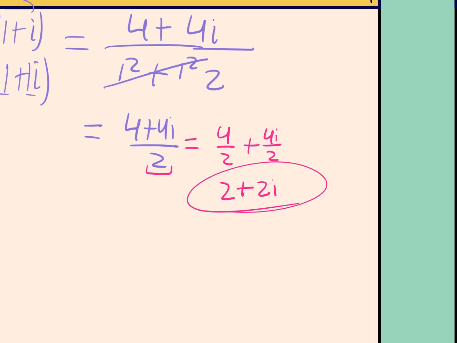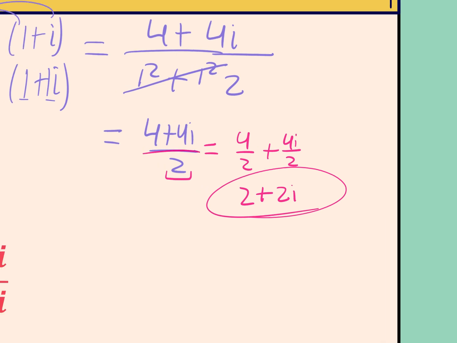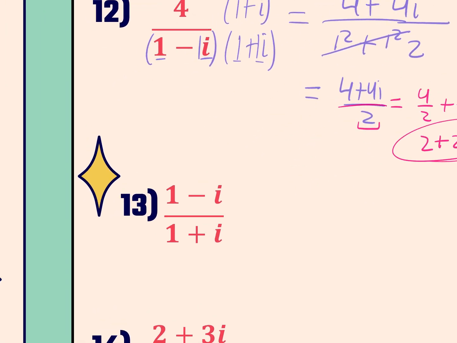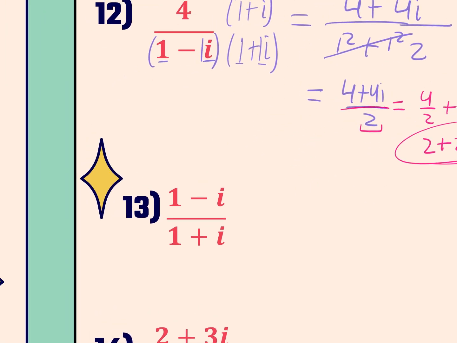You need to simplify it and get it out of the single fraction, because this is just a single fraction. That's not an answer in standard form. All right, so let's look at the next one. Number 13, we again want to multiply by the complex conjugate. The denominator here is 1 plus i, and the complex conjugate of that would be 1 minus i. So we want to multiply the top and the bottom by 1 minus i.